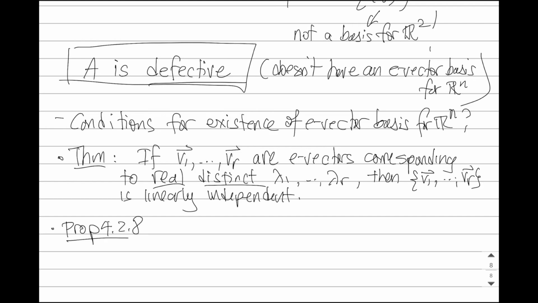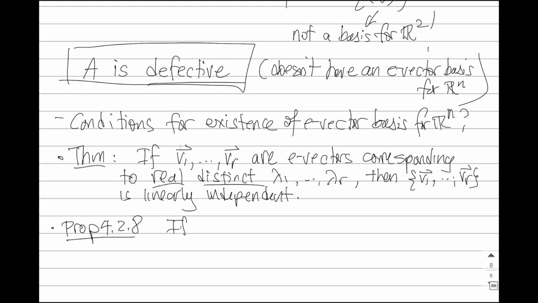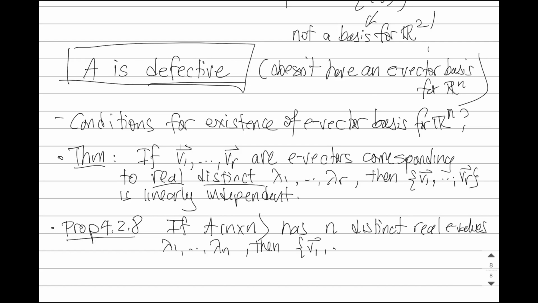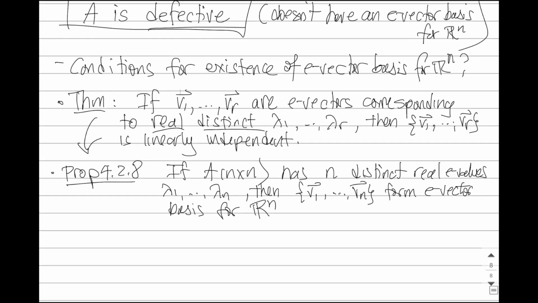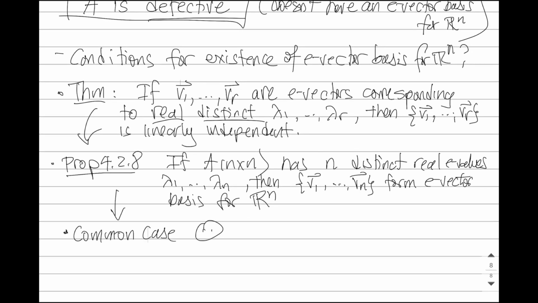enough of them. And so this is what's known as proposition 4.2-8 in your textbook. If an n by n matrix has n distinct real eigenvalues, then it will turn out by the above that the set of eigenvectors will have to be linearly independent. Then it's going to have an eigenvector basis for Rn. And that really just piggybacks off this result here. Now, this is not an all-encompassing result, but this is a very common case.